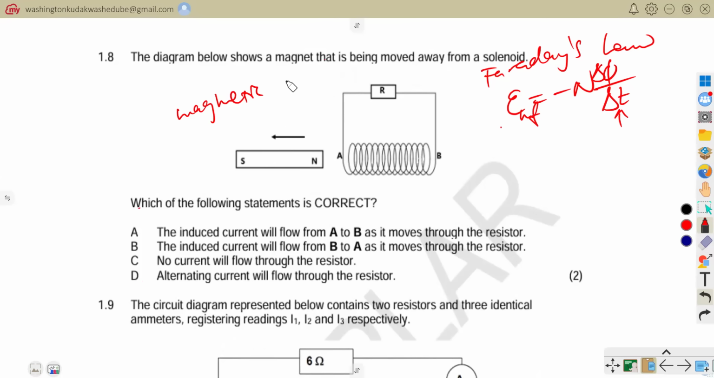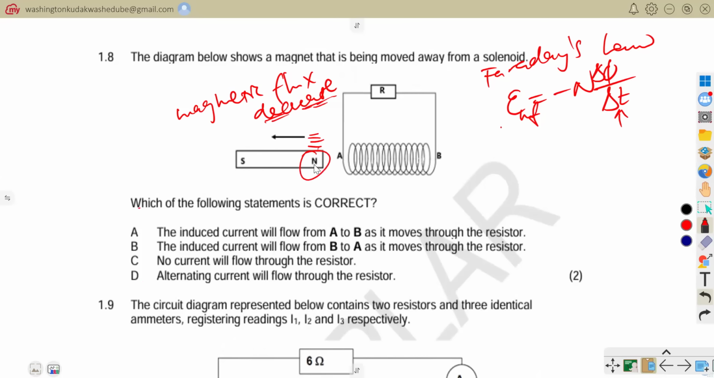Here we are going to say the magnetic flux linkage is going to decrease due to the moving away of this magnet. If that is the case, this solenoid will now act in such a way that it has to actually reduce this decrease. So if it has to reduce this decrease, we need to bring back the polarity that we are losing here.